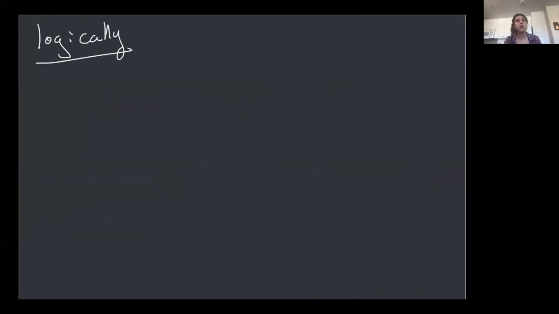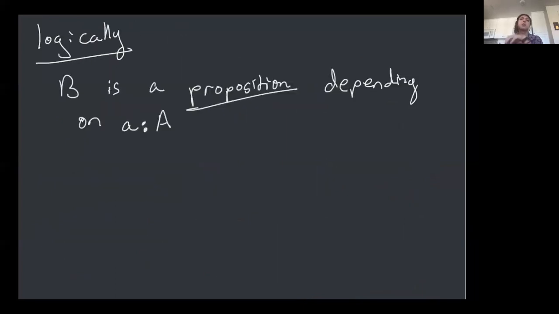Okay, so logically, what does this buy us? Well, it tells us that B is a proposition depending on A. Remember, there's this correspondence that you always want to have in the back of your head that types are propositions and programs are proofs. So the fact that we have a type depending on A of type A tells me that I have a family of propositions indexed by this type family.